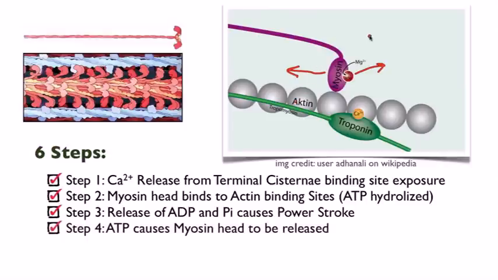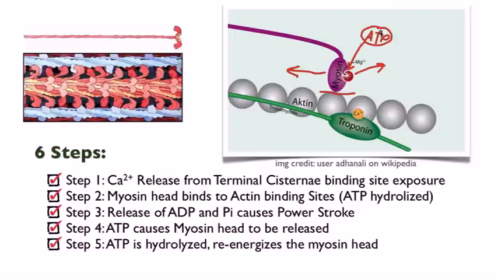Step number 4 is another one that I'm not showing, but we have ATP. So this is an ATP molecule that comes in and binds to the myosin head. When that binds to the myosin head, it detaches from the actin, so we no longer have that connection. That's step number 4. Step number 5, ATP is hydrolyzed, which re-energizes the myosin head. So once we have ATP being hydrolyzed, like it is here, that re-energizes the myosin head, and it's ready to go again.